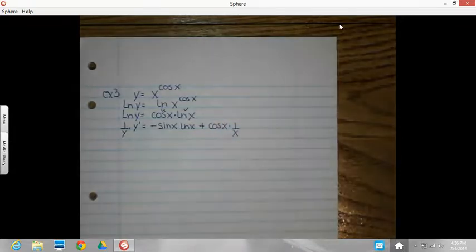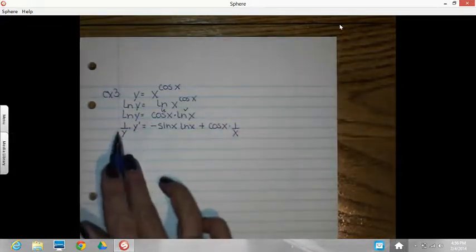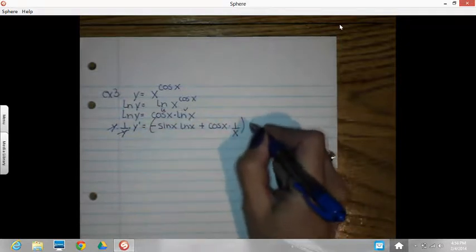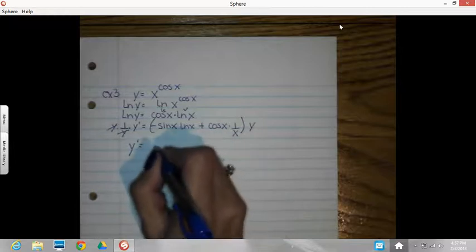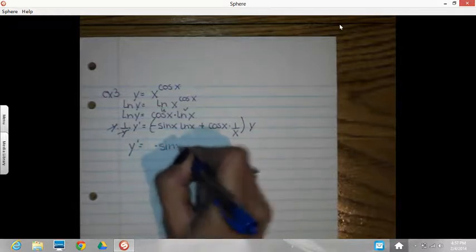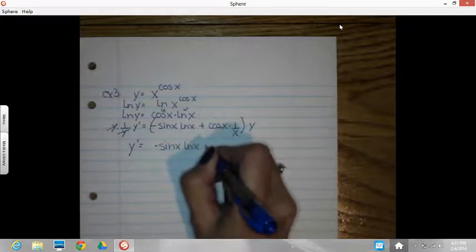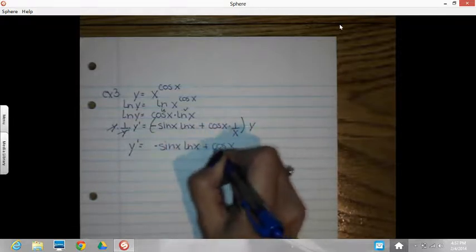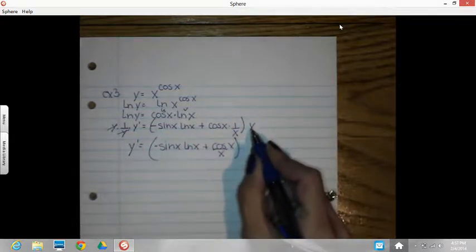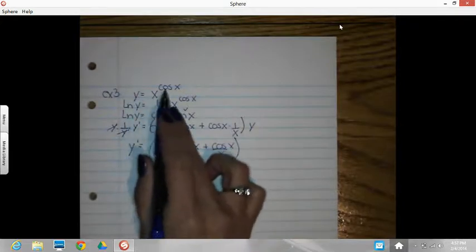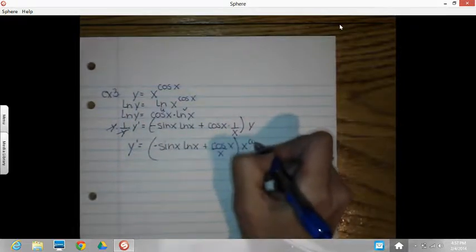And then now I just solve for y prime. I've got to multiply by y on both sides. So multiplying by y cancels. I've got a couple baskets here. The whole side has to get multiplied by y. So this, nothing's going to simplify in here. I can kind of combine this into a single fraction, but that's about it. So negative sine x natural log of x, plus cosine x over x. Those two baskets times the y, and I don't want a y, I want to switch it back. y is x raised to the cosine x. Done.